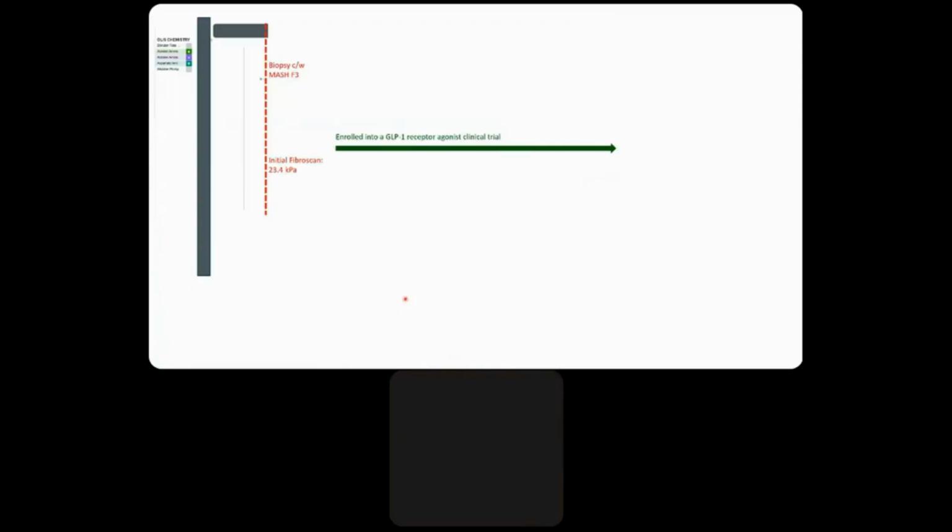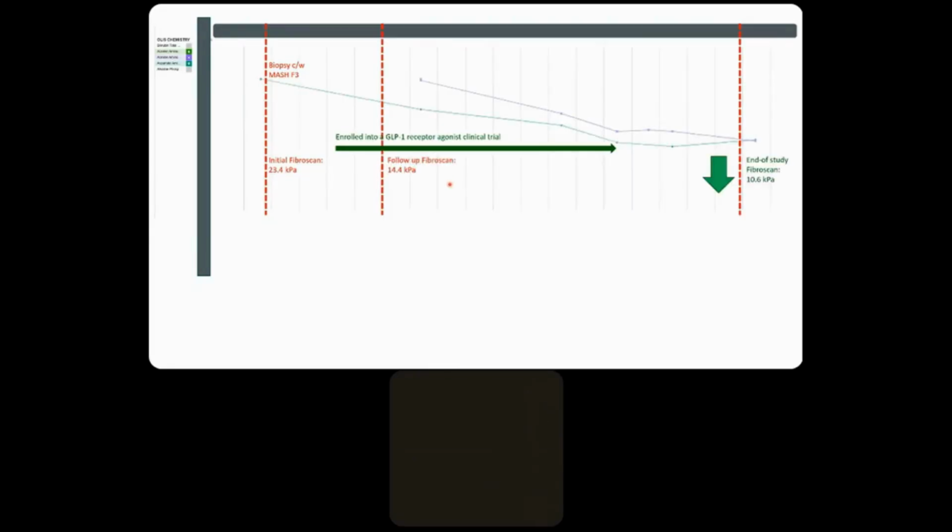And going back to our patient, whose biopsy we showed previously, following the biopsy results, which were consistent with MASH F3 fibrosis, the patient was enrolled into a GLP-1 receptor agonist clinical trial at our center, which led to gradual improvement of both this patient's liver biochemistry, but also FibroScan measurements.